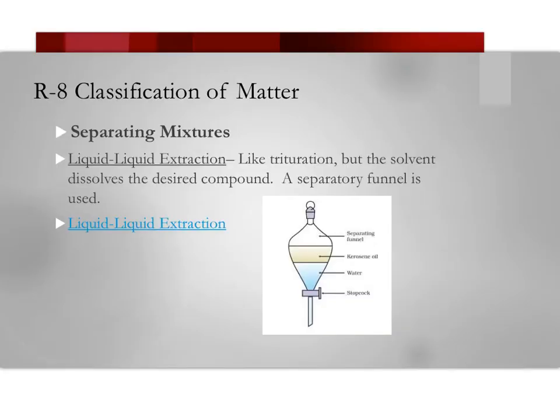All right, and we can do what's called a liquid-liquid extraction, which is essentially the same thing as a trituration, but here the compound you want is not a solid, it's a liquid. And it uses this piece of glassware called a separatory funnel. And so basically what happens is you're going to have, generally for an organic chemist, two layers, a water layer or an aqueous layer and an organic layer, which will be up here.